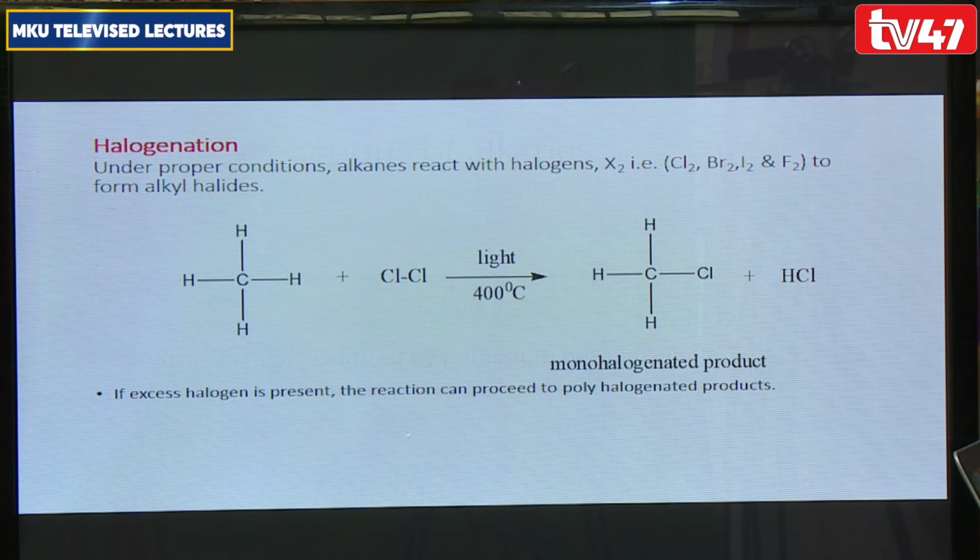Halogens are group 7 elements. Generally, in the dark, alkanes will not react with halogens. But in the presence of sunlight, alkanes are able to react with halogens through what is referred to as free radical substitution reaction.